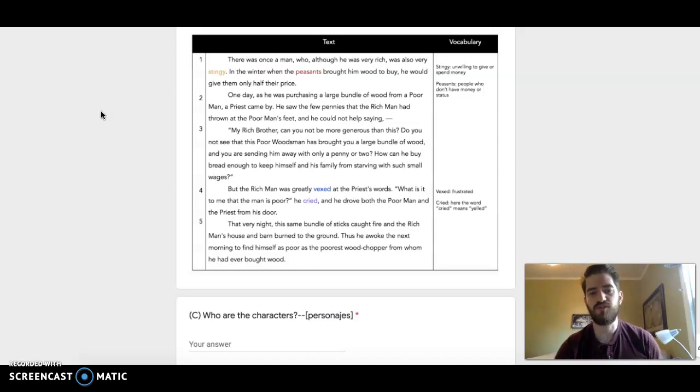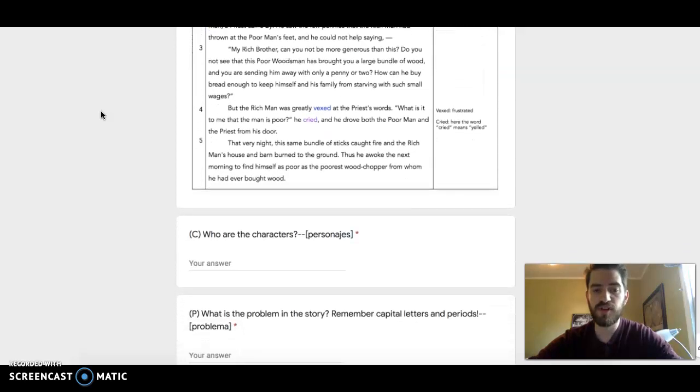But the rich man was greatly vexed at the priest's words. "What is it to me that the man is poor?" he cried, and he drove both the poor man and the priest from his door. That very night, this same bundle of sticks caught fire, and the rich man's house and barn burned to the ground. Thus he awoke the next morning to find himself as poor as the poorest woodchopper from whom he had ever bought wood.